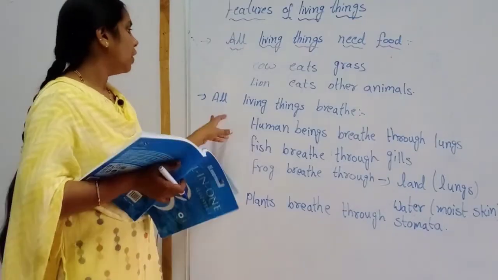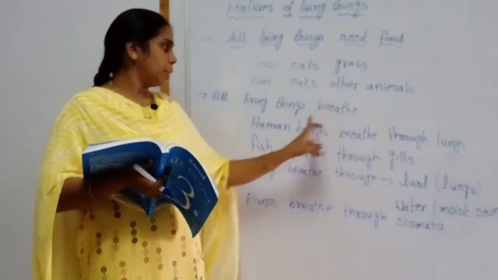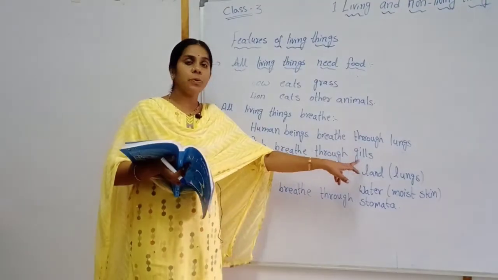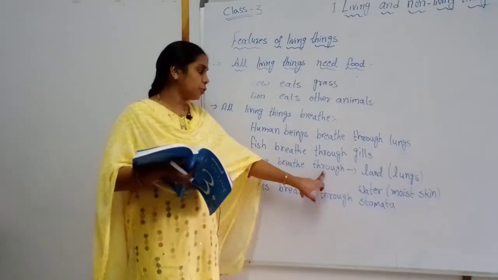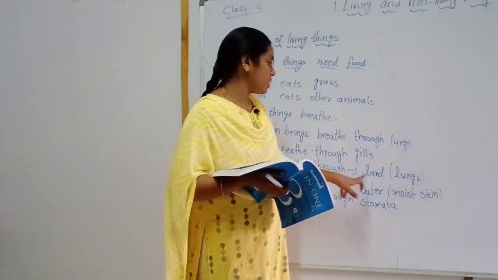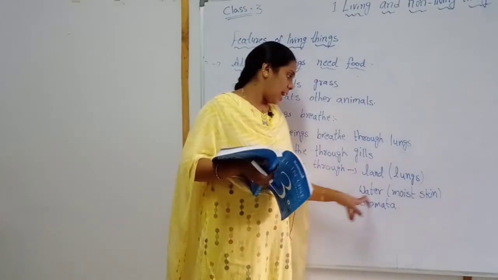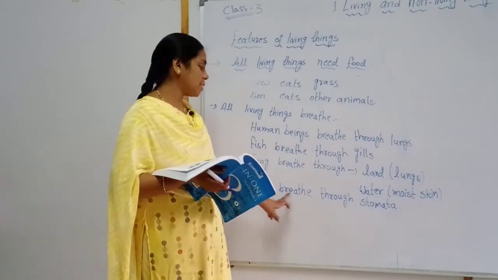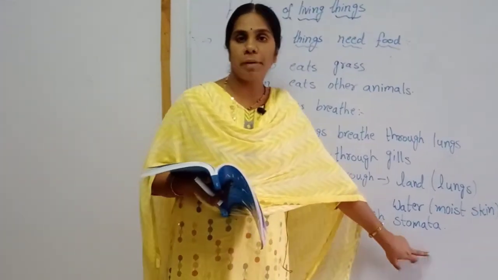Okay, all living things breathe. Human beings breathe through lungs, and fish breathe through gills. When the frog is on the land, it breathes through the lungs, and when it is in water, it breathes through the skin. Plants also breathe through stomata.